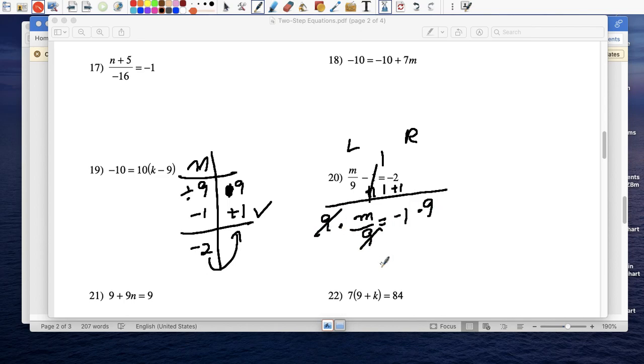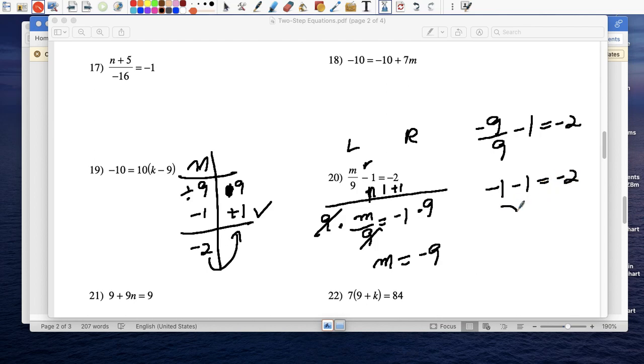That simplifies right to 1, giving me m. And the other one, negative 1 times 9 is negative 9. Let's see if I'm correct. The original equation, we're going to replace this m with negative 9. So negative 9 over 9 minus 1 equals negative 2. Negative 9 divided by 9 is negative 1. Negative 1 minus 1 equals negative 2. And negative 1 minus 1 is indeed negative 2, which matches negative 2 on the other side. Good.